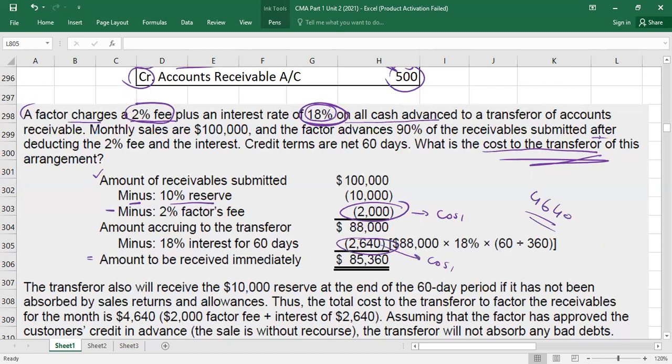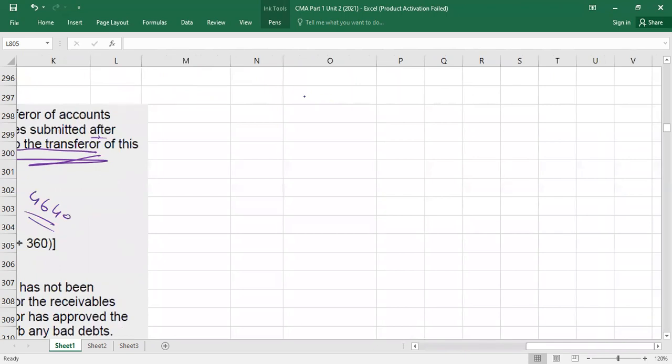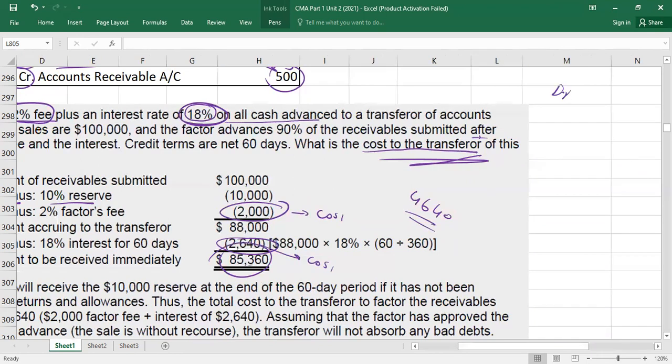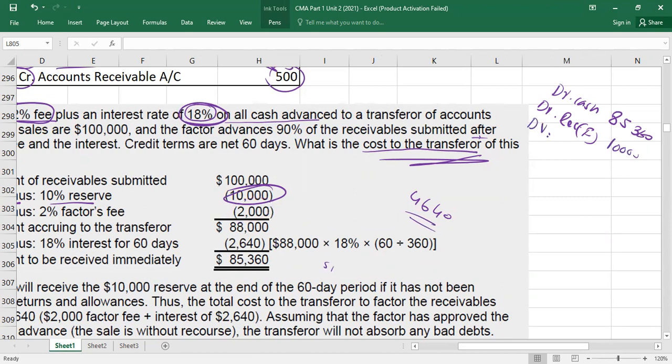But if you want to know the accounting entry also, this is the entry we will pass. First of all, we debit cash, what we received: 85,360. We will debit receivables from the factor, because this 10,000 he will pay us in future. You will debit the factor fee as expense of 2,000. You will debit prepaid interest, because the interest was paid in advance, by 2,640. If you add all these values, this will be 100,000, and you will credit receivables by 100,000. If it is a loan, you will credit loan. If you sold it, you will credit receivables.